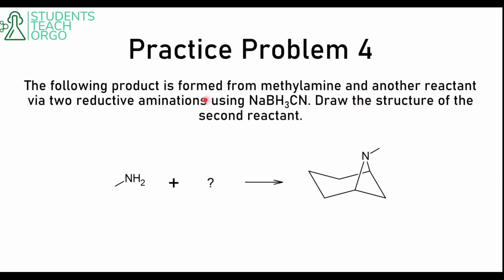They tell us, what does it say in the problem? Another reactant via 2 reductive aminations using sodium cyanoborohydride, right? So one of these bonds is formed by the first reductive amination, and then the second one by the second. Now, just looking at this, right, we have this kind of cyclohexane ring right here. And then in these two positions, they're one carbon apart, so that cyclohexane ring is just going to have two carbonyl groups, one carbon apart. And so our second reactant looks like this.